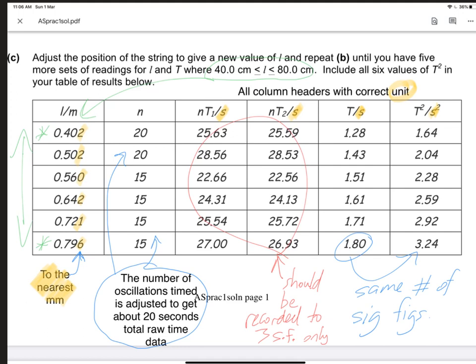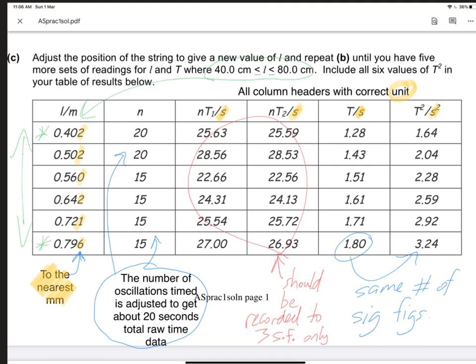The other thing to notice about the length column is that every length is quoted to the nearest millimeter. So that's very important because, of course, you are expected to use a meter ruler and that level of precision is expected.